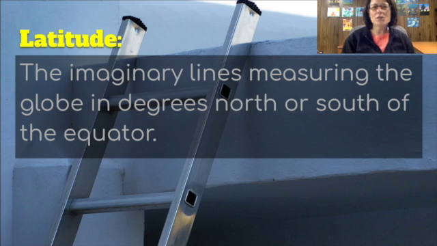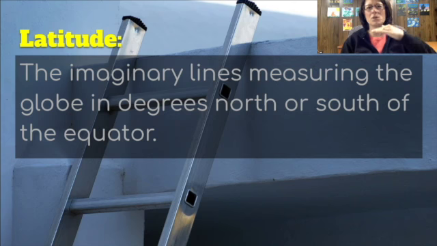So the first term we need to know for maps is latitude. Latitude is the imaginary lines measuring the globe in degrees north or south of the equator. So the equator's in the middle, north and south. And I have a picture of a ladder there to remind you that latitude is a lot like the rungs on a ladder. Latitude and ladder sound kind of similar.